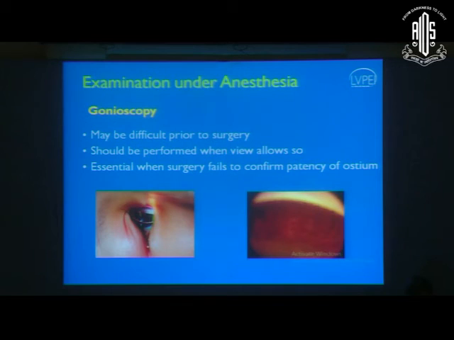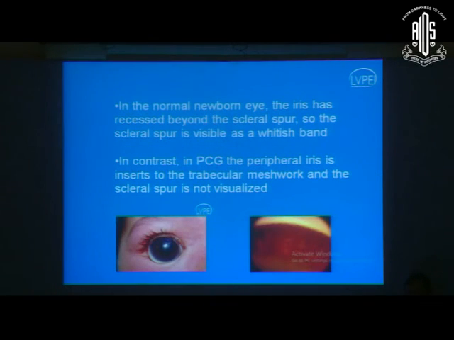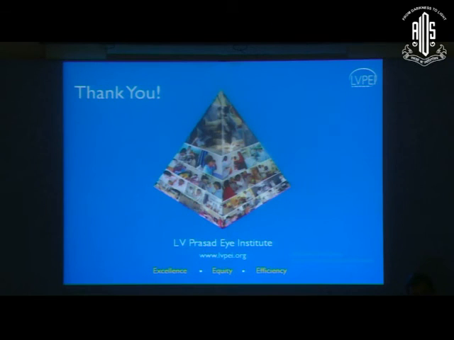Gonioscopy may be difficult prior to surgery because of the corneal haziness. It should be performed when the view allows, and it is essential when surgery fails to confirm the patency of the ostium. Now, coming to the normal and abnormal gonioscopy, in the normal newborn eye, the iris has recessed beyond the scleral spur, so the scleral spur is visible as a whitish band. In contrast, in primary congenital glaucoma, the peripheral iris inserts through the trabecular meshwork and the scleral spur is not visualized.